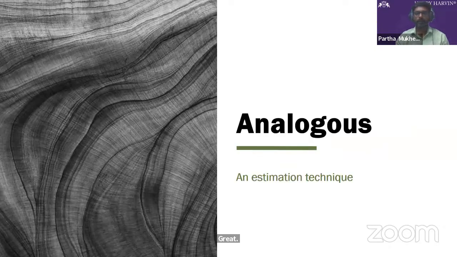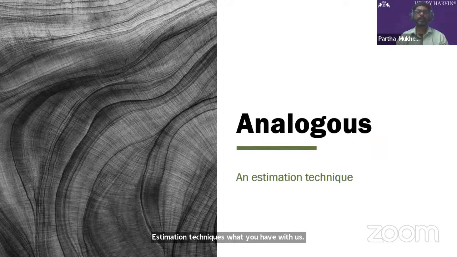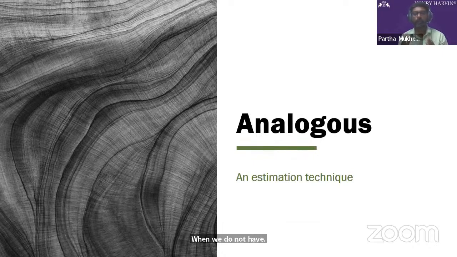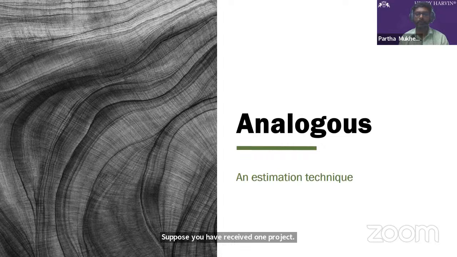So now there is another kind of estimation technique we have with us. It is known to us as the analogous estimating technique. Analogous estimating is a methodology that we use when we do not have much information about the project. Suppose you have received one project, and after receiving it, you see that you have a very small amount of information regarding the scope and work details of the project.